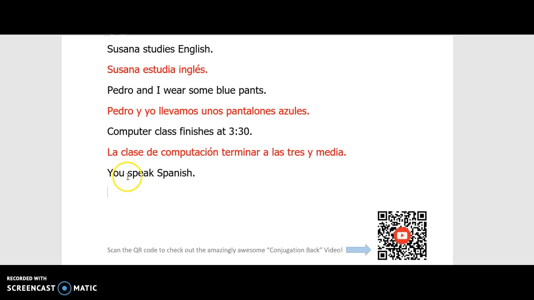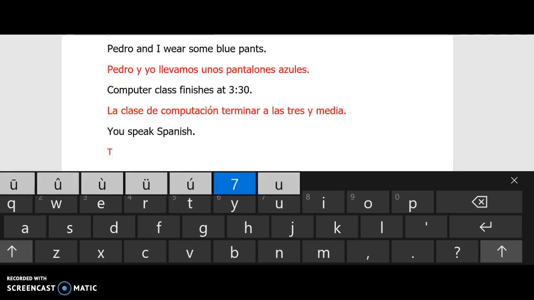Last but not least, you speak Spanish. We are going to assume that you is informal and singular unless I clarify otherwise. So we're going to use tú in here. We're going to capitalize our T for tú. Make that a little bit bigger. And we're going to make this red. So tú. Accent mark over the U. Tú.